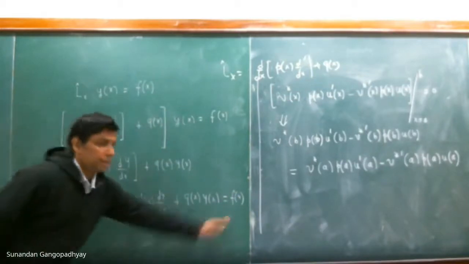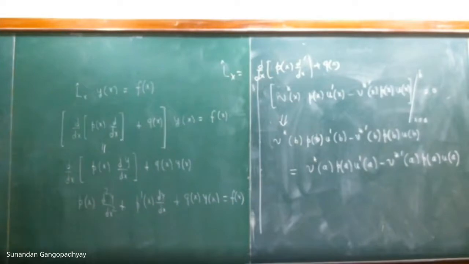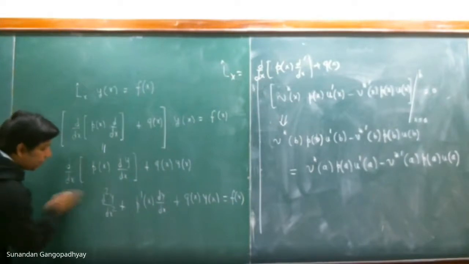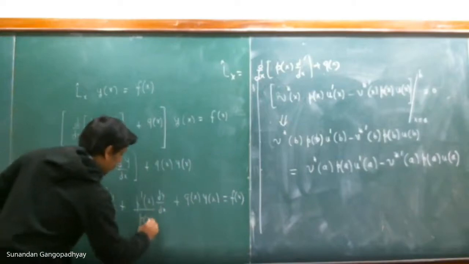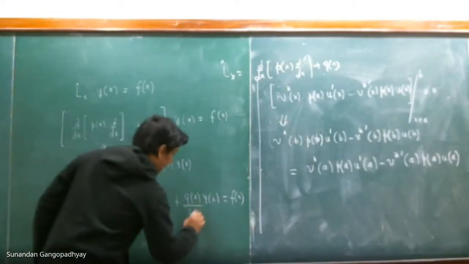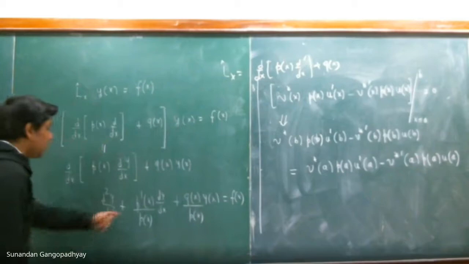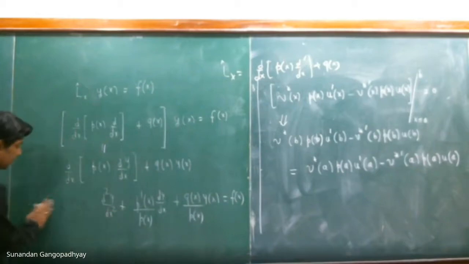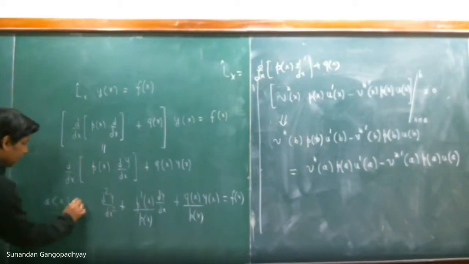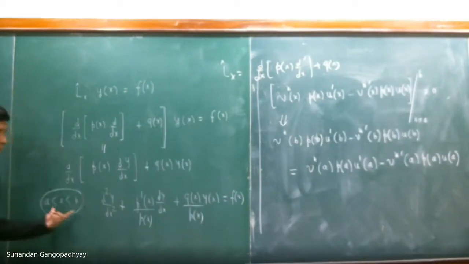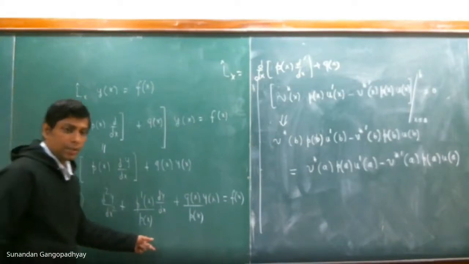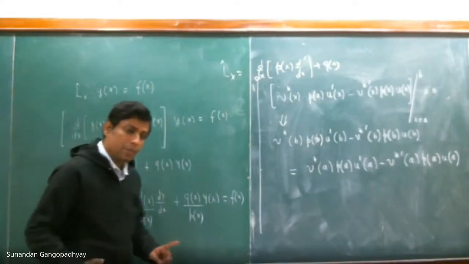Okay. In this case, you can now divide this by p(x) throughout. And remember, we said that p(x) does not have any zero in the open interval. This is the open interval. The endpoints are not included. In this interval, p(x) does not have any zero, but it can have zeros at the endpoints a and b. That possibility is there.